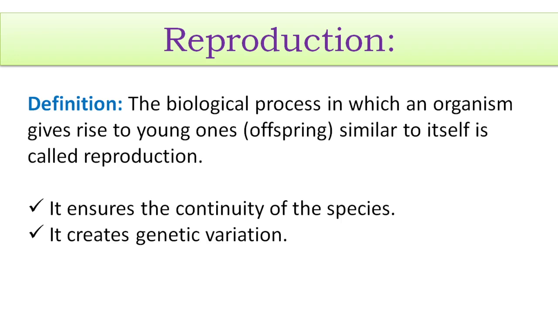So through reproduction, individuals are produced who have got genetic variation among them. Okay, so that is why reproduction is important, right? It ensures the continuity of the species and it creates genetic variation.